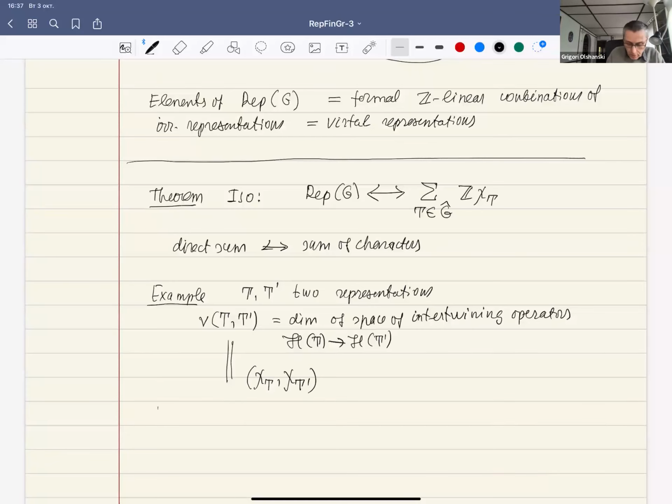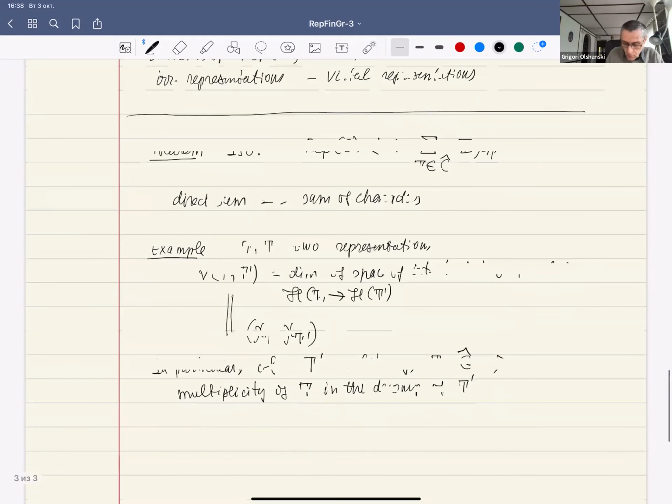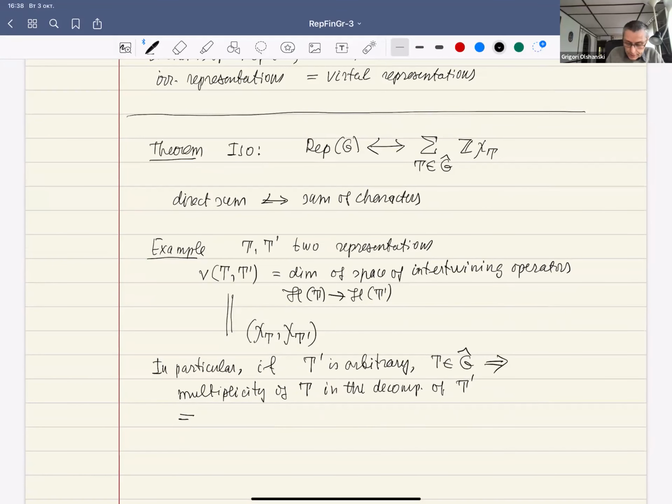And so in particular, if T prime is arbitrary and T is irreducible, then the multiplicity of T in the decomposition of T prime is equal to this scalar product.